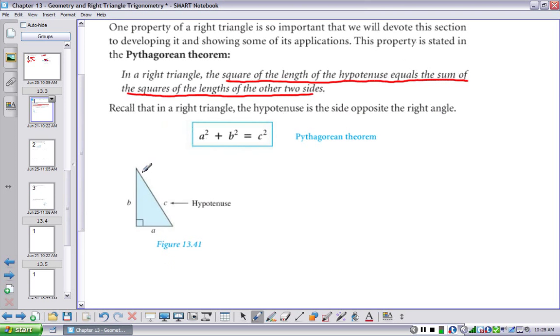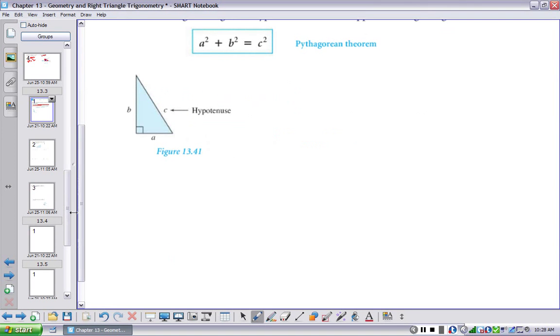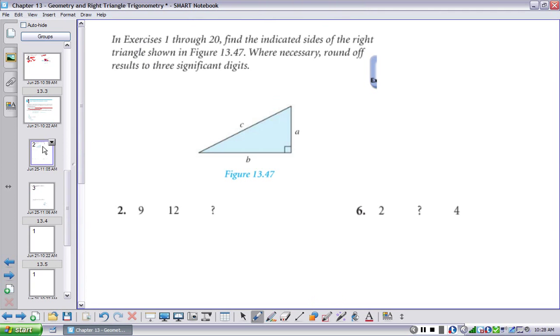Well, what is the hypotenuse? The hypotenuse is the longest side, or the slanted side. The legs of the triangle make the right triangle, so A and B between them is 90 degrees. C is the hypotenuse. So the Pythagorean theorem says the leg A squared plus the leg B squared equals the hypotenuse squared. So we're going to look at some examples.